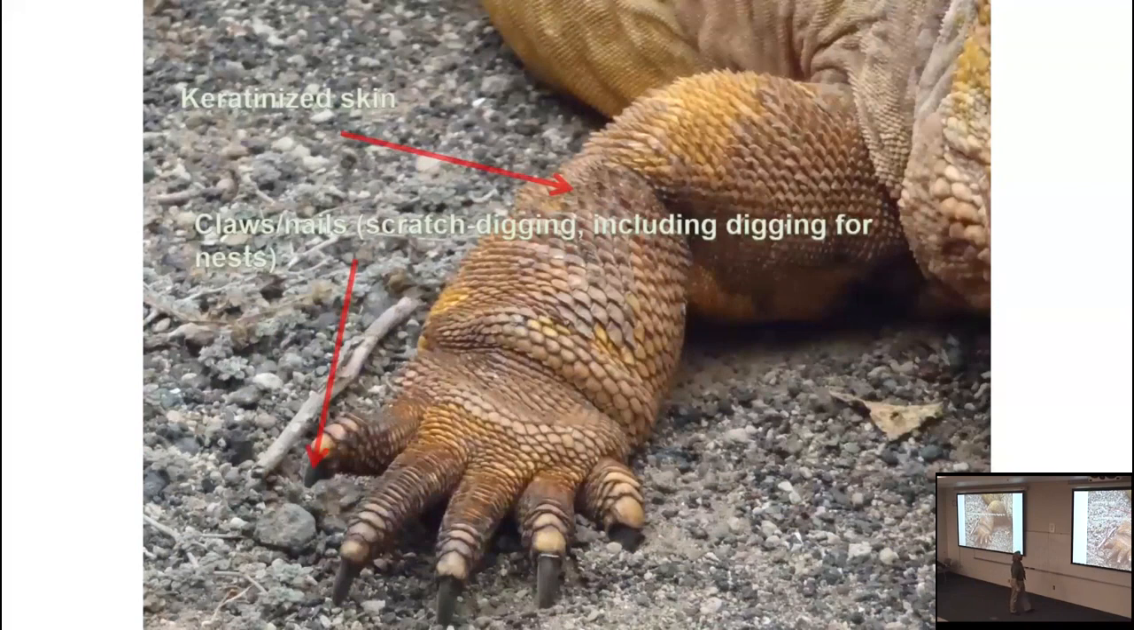There's more traits than that. The skin of land vertebrates, our skin and the skin of sauropsids, that is reptiles, is keratinized. We have a lot of keratin in our skin. Our fingers have fingernails, that is claws. And the keratinized skin is our defense against desiccation.